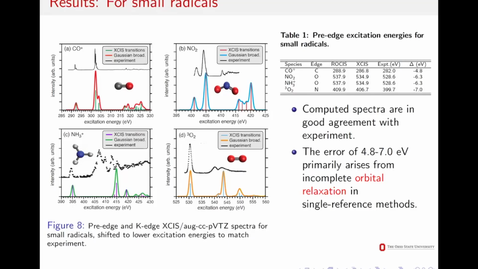Now, what is orbital relaxation? When you try to excite an electron, the other electrons try to relax the orbitals to form a stable configuration. In this kind of single reference method, this orbital relaxation effect is not that good. And the errors relative to the experiment are almost 4.8 electron volts to 7 electron volts, and these errors are coming from incomplete orbital relaxation in both ROCIS and XCIS methods.